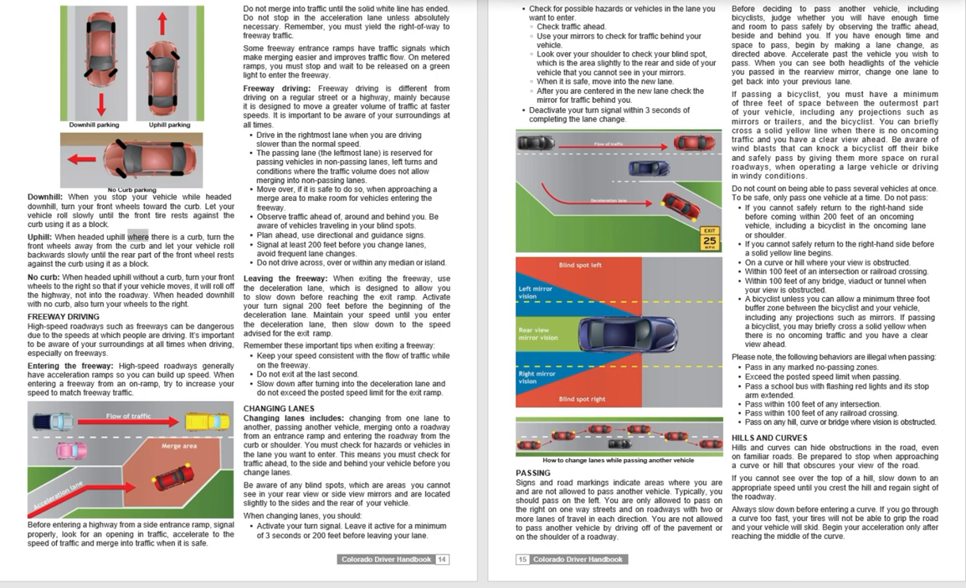Uphill, when headed uphill where there is a curb, turn the front wheels away from the curb and let your vehicle roll backwards slowly until the rear part of the front wheel rests against the curb, using it as a block. No curb, when headed uphill without a curb, turn your front wheels to the right so that if your vehicle moves, it will roll off the highway, not into the roadway. When headed downhill with no curb, also turn your wheels to the right.